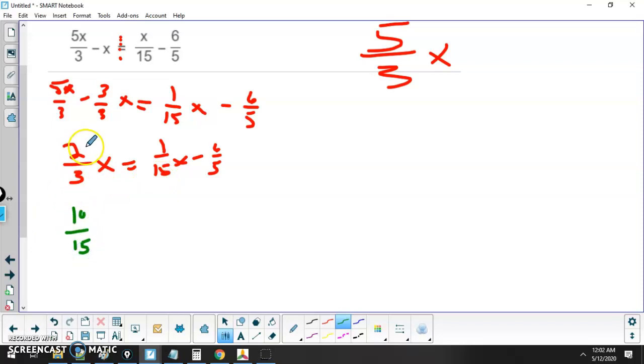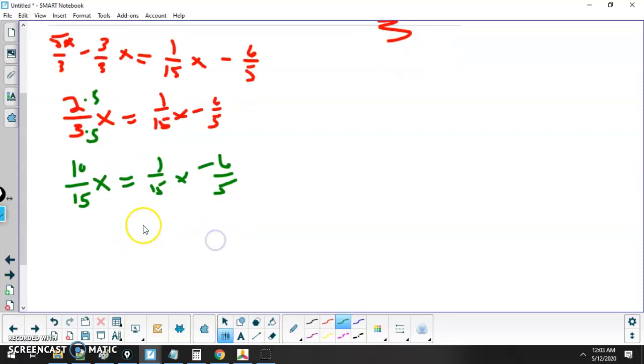So 2/3, if you multiply the top by 5 and the bottom by 5, you need to multiply by 5 because you want to make it into 15. You'll end up with 10/15 x, and then it's equal to 1/15 x minus 6/5. Then you want to move that 1/15 to the other side. So you'll have 9/15 x, because you'll be subtracting 1/15 from both sides of the equation, equals negative 6/5.